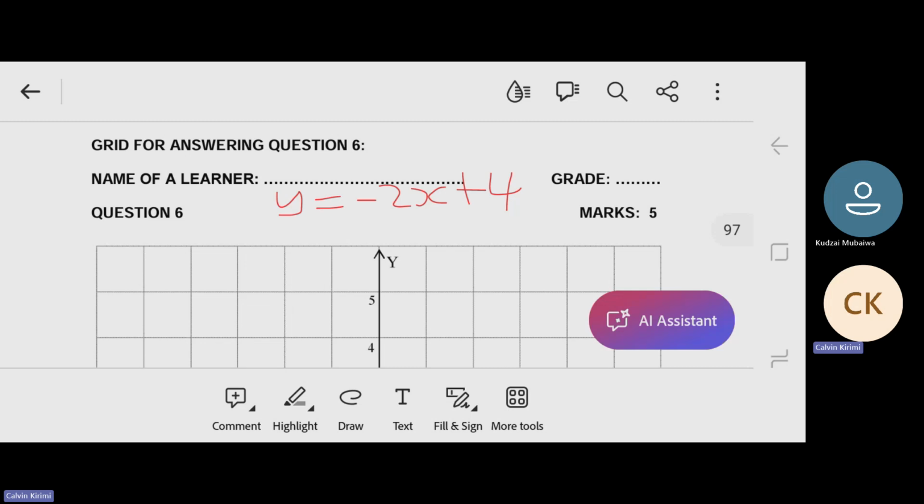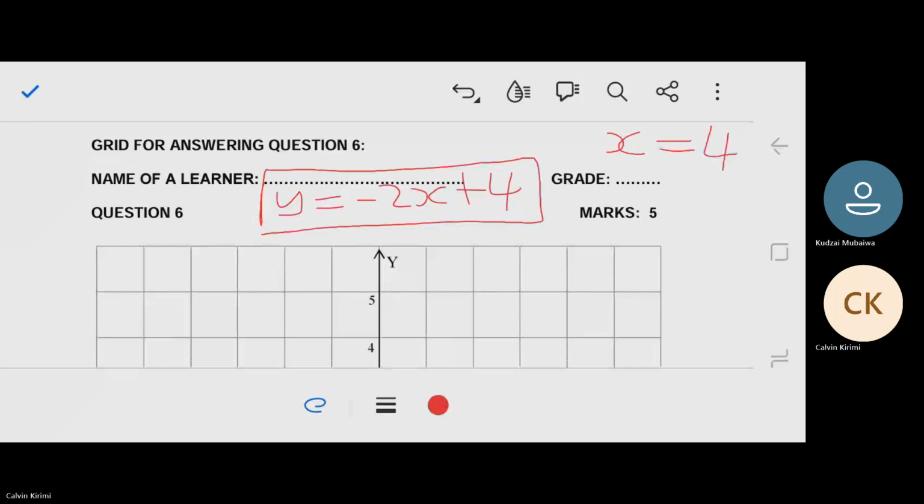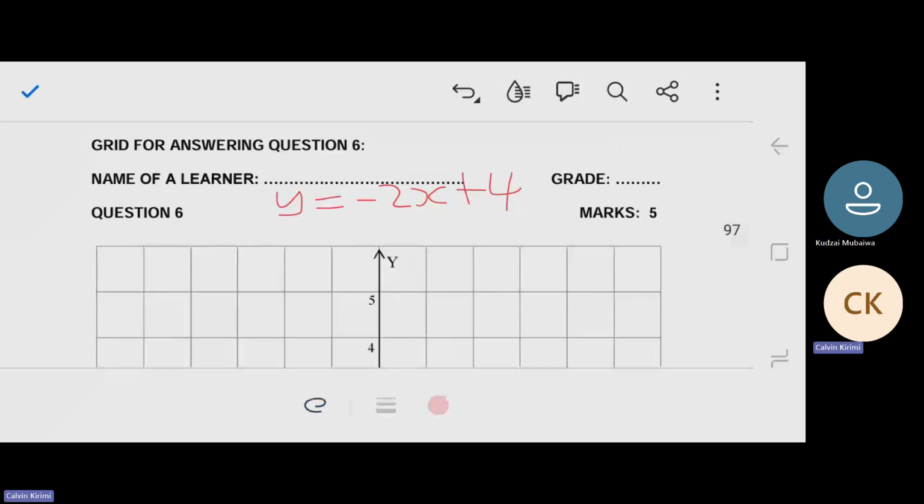All right. Is it clear? Yes, sir. So we want to plot these two equations on the graph. Y is equal to 2x, and then x is equals to 4. We have two equations which we are plotting. X is equals to 4.